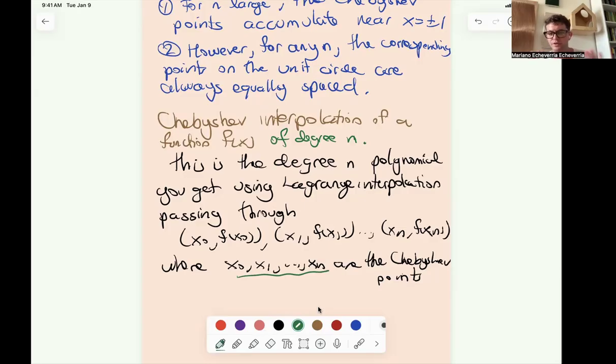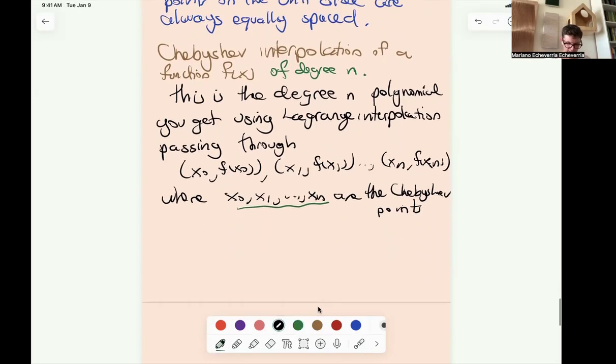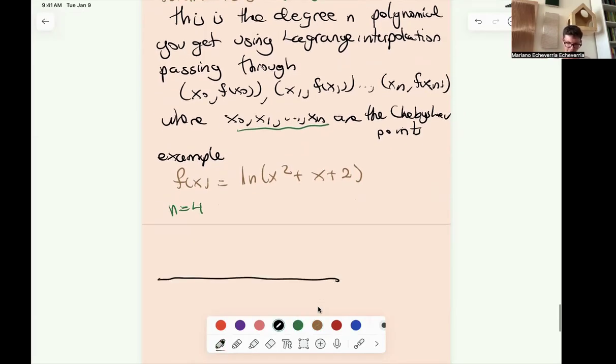So just to do a quick example, I'll show you how it looks on GeoGebra. As an example, what if the function had been natural log of x squared plus x plus 2, okay? And let's say that I choose degree 4, because I already said what the Chebyshev points are there. So let's say n equals 4. For degree 4, the Chebyshev points were -1, -1 over root of 2, 0, 1 over root of 2, 1.